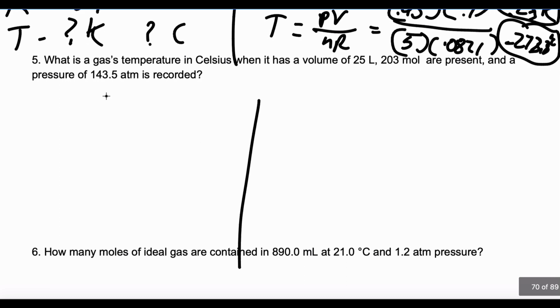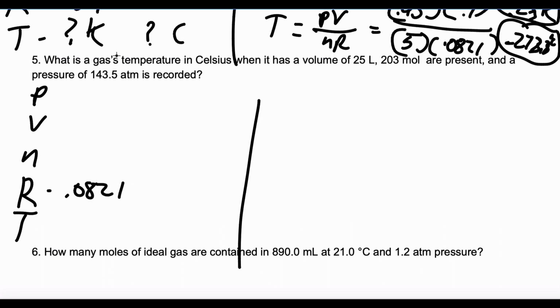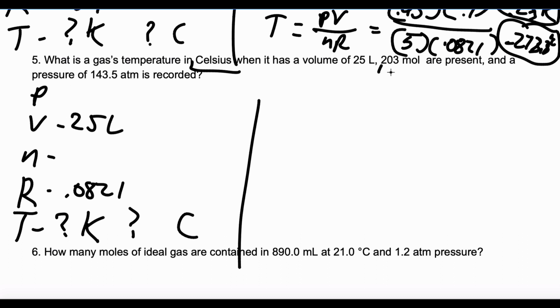Number 5 is the last one here. So P, V, n, R, T. We know that R is always 0.0821. What is the gas's temperature in degrees Celsius? So remember, we got to get it in Kelvin first. It always comes out in Kelvin. Volume of 25 liters, 203 moles, so a ton of moles. Now notice, volume was given in liters. Oh, and I have my pressure, 143.5 atmospheres.